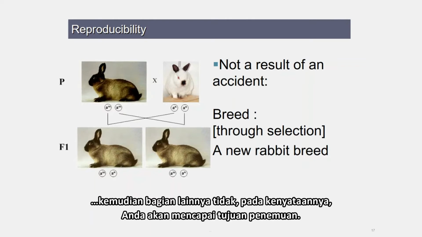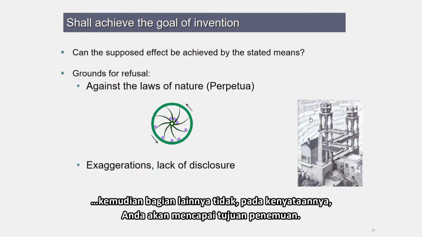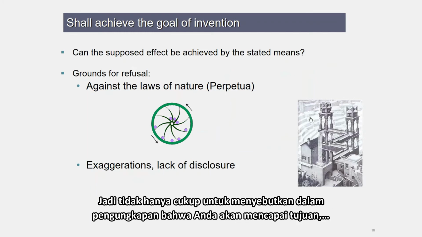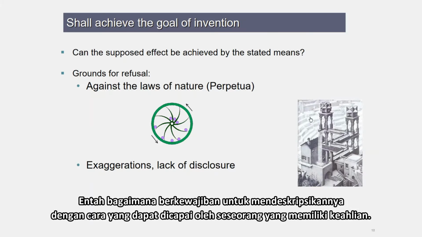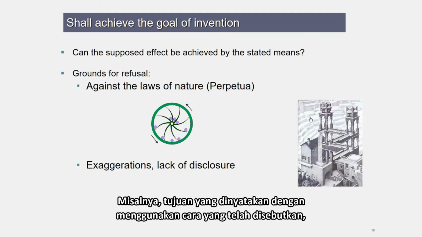Then another part of it is, in fact, you shall achieve the goal of the invention. So it is not just enough to mention in the disclosure that you will achieve the goal, but in fact, you are somehow obliged to describe it in a manner that a man of skill can achieve the, let's say, stated goal by using the stated means.